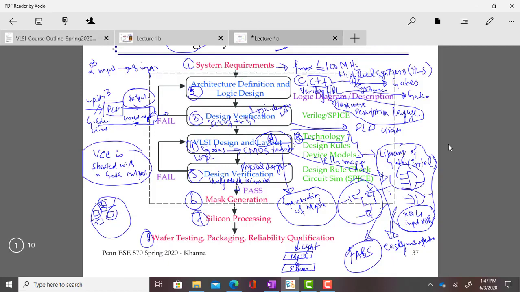When they are cut, they are put into a package like this. You may have seen ICs. So from the wafers, they are put into this kind of packaging. And after that, again, they are tested to see if the ICs created are okay or not.